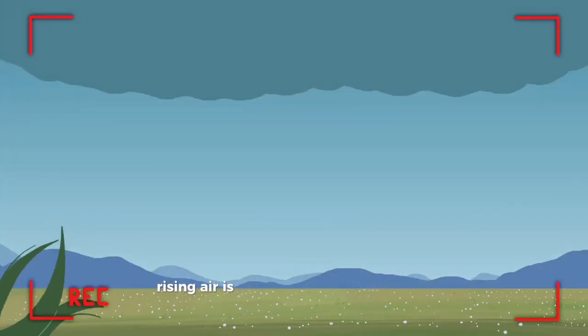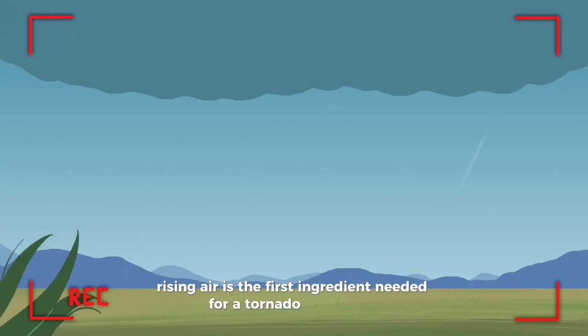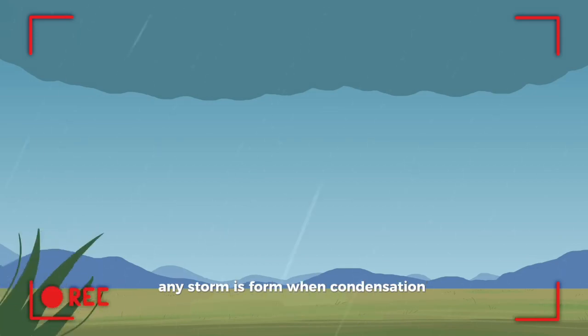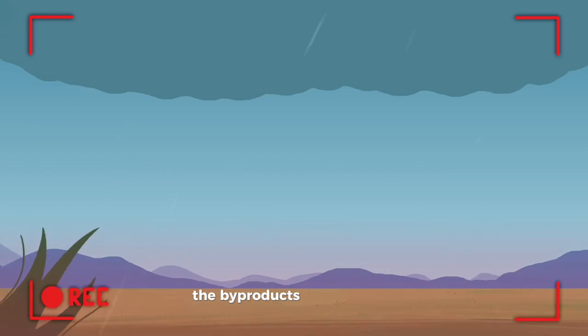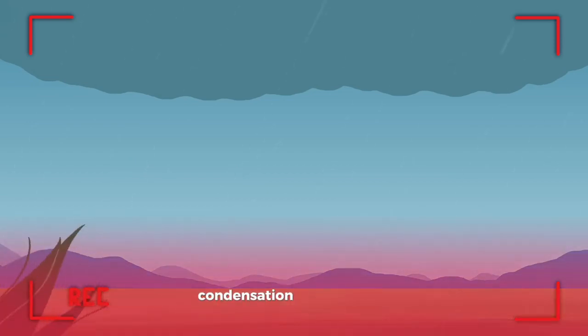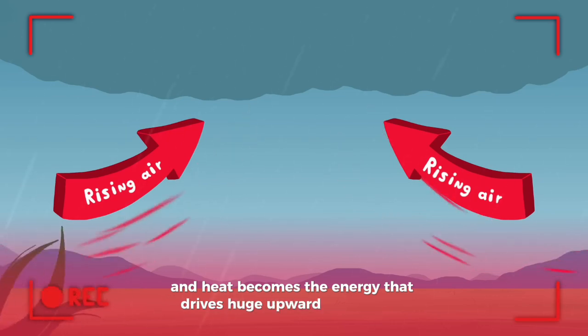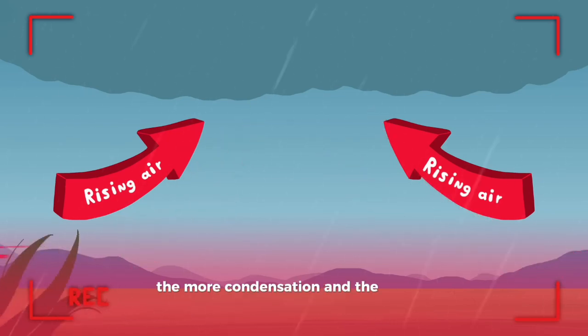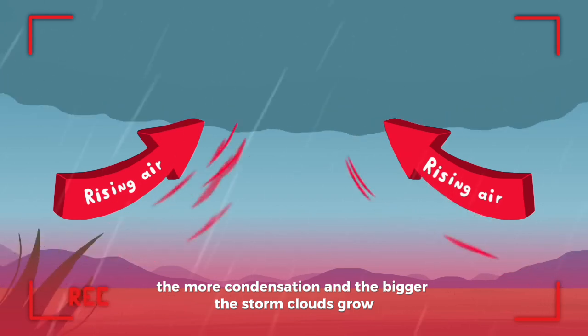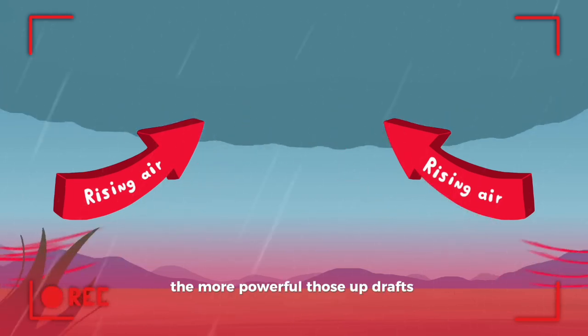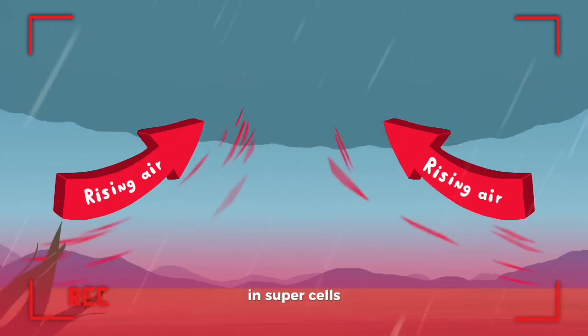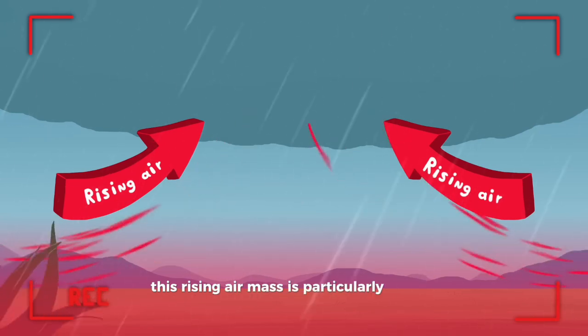Rising air is the first ingredient needed for a tornado to develop. Any storm is formed when condensation occurs, the byproduct of the clouds. The condensation releases heat, and heat becomes the energy that drives huge upward drafts of air. The more condensation and the bigger the storm clouds grow, the more powerful those upward drafts become. In supercells, this rising air mass is particularly strong.